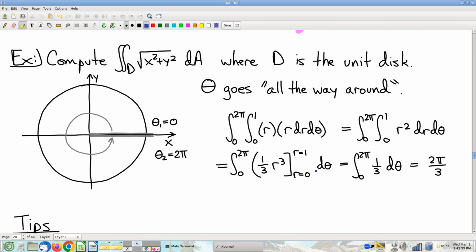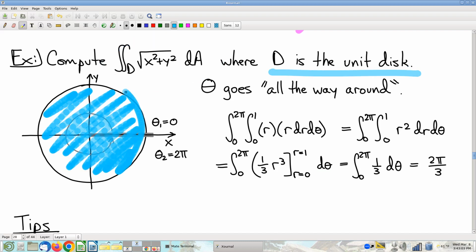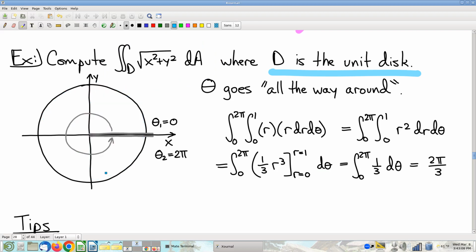Here we go. We're going to compute this integral. My domain is the unit disk. That's this entire unit disk there. You have some options here in terms of how you slice this up. There are lots of different options for pullback domains. I'm going to show you what I think is the easiest way to think about this.